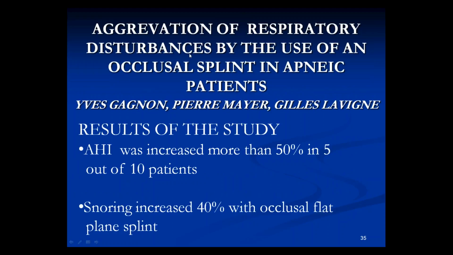So they did a study where they put these flat plane splints that we're putting in all these patients to stop their grinding. And the study showed that AHI, the apnea-hypopnea index, was increased more than 50% in 5 out of 10 patients, which means you're making people worse when you put in these appliances. Not only are you not stopping the bruxing, because they're bruxing more, you're also making their apnea twice as bad, and their snoring 40% as bad. So these appliances are really no good at all.